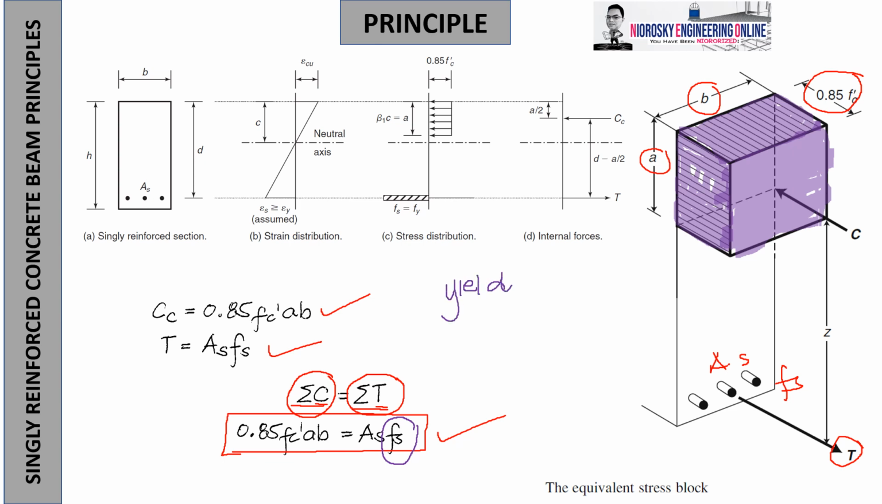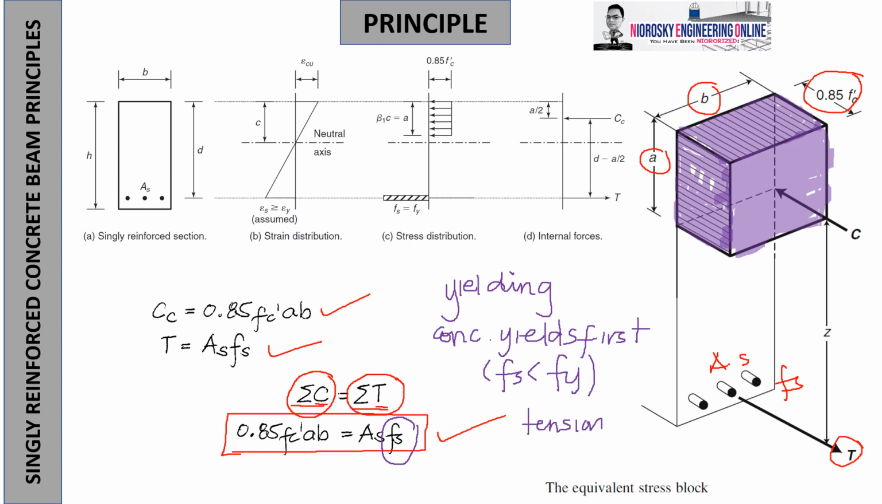Okay? Ganito po yan. Pwede kasi yung concrete muna ang nag-yield. So, if concrete yields first, ibig sabihin po niyan, ang ating Fs, ang definition is less than Fy. Kapag tension, meaning tension bars yields first, okay? Ibig sabihin, yung bakal yung unang gumalaw.